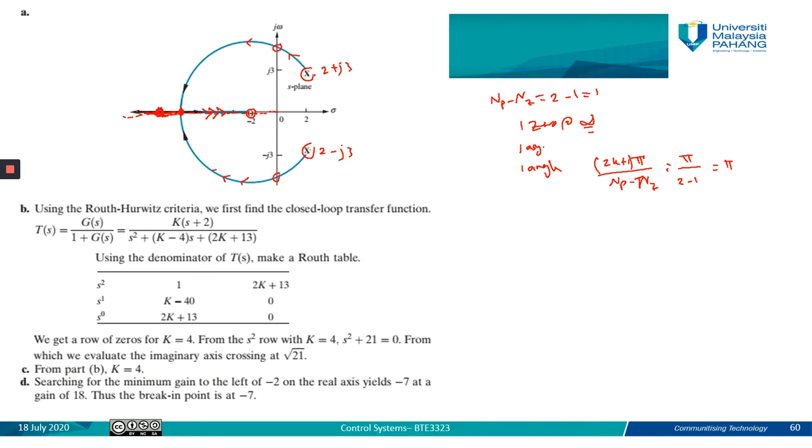Also we need to find the angle of departure. For example, here we do not have an angle of arrival because our zero is on the real axis. So in this case, we are just going to apply the rules, which are rule number 6, rule number 7, and rule number.